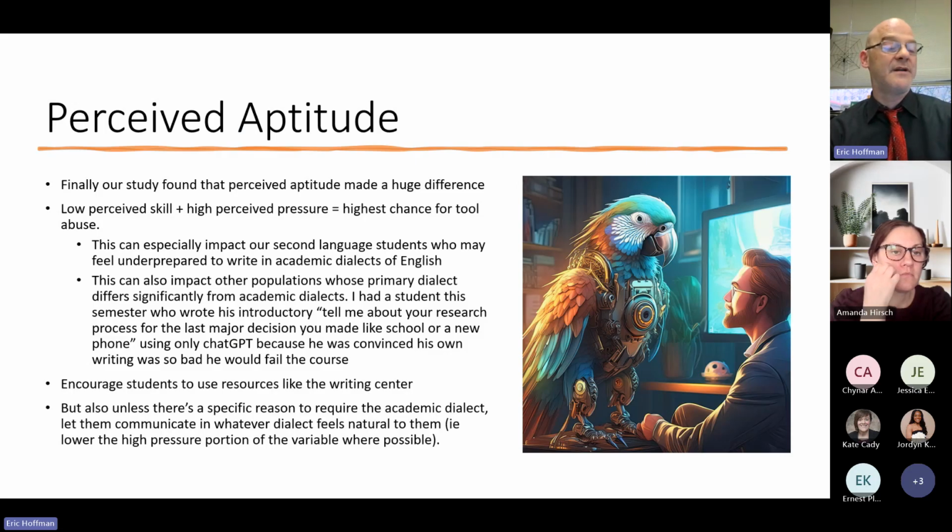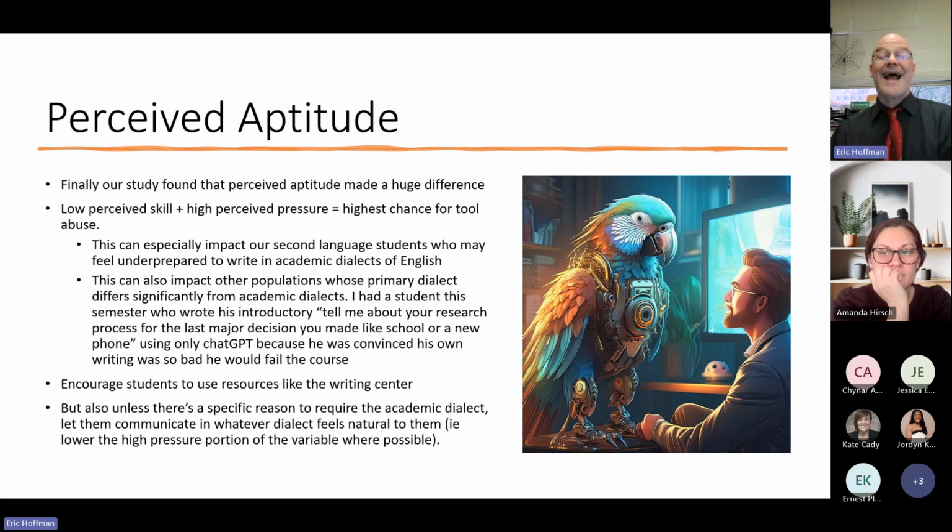My first assignment for my students is a narrative, real low key. I tell them to use whatever dialect they're comfortable with. And in this case, I want you to talk about your research process for something that you did recently, just to get them thinking about research, right? And I had one student who completely generated theirs using ChatGPT because they were absolutely convinced that if I saw their natural writing, I would be inclined to fail them for the entire semester because it was, quote unquote, so bad, right? Which is tragic and just heartbreaking on so many levels, right?